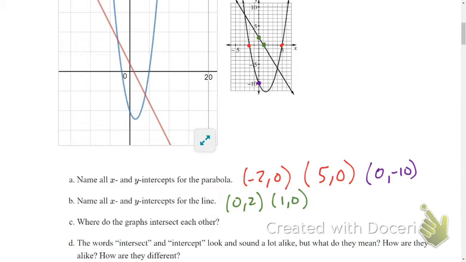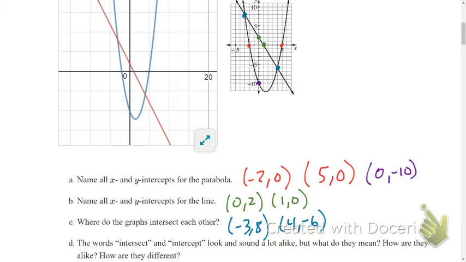Then question C says, where do the graphs intersect each other? You think of it as two streets crossing, it's called an intersection. So where do the two graphs cross, at those blue points right there. The first one on the top left is going to be negative 3, 8. And then the second one is going to be 4, negative 6. And those are where the two graphs intersect each other.